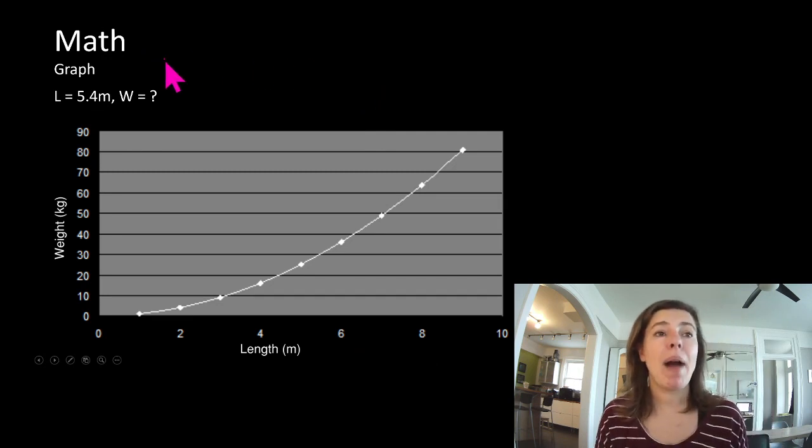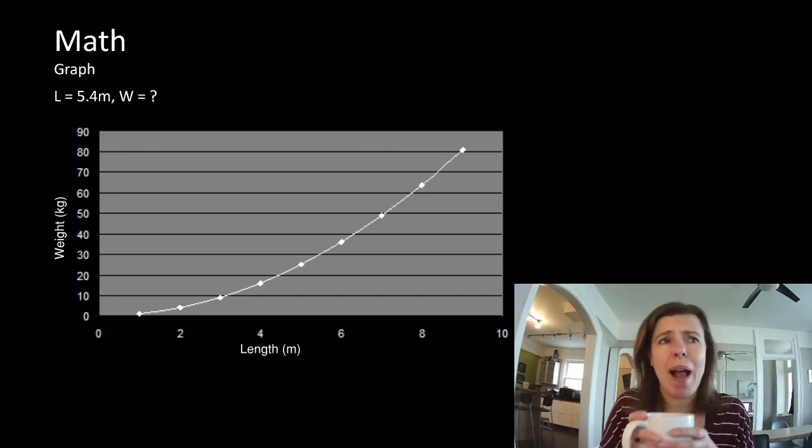Okay, a graph, which seems silly. You know how to look something up on a graph, right?